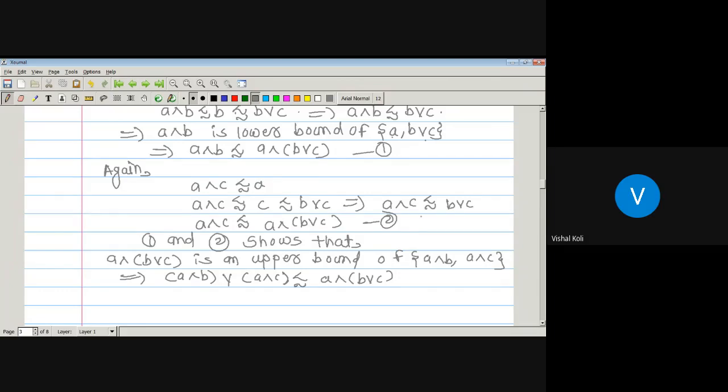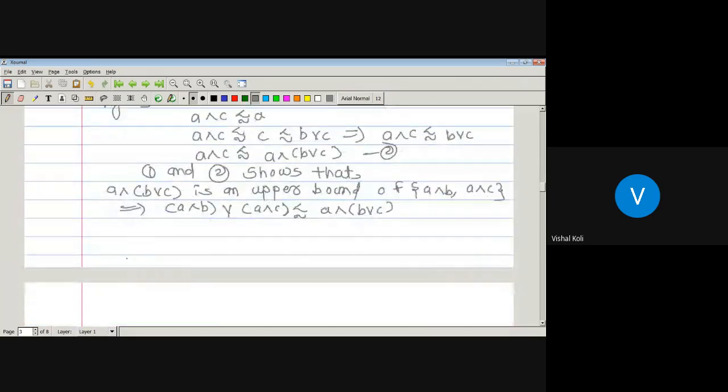So here, as A meet B and A meet C are both less than or equal to A meet (B join C), then if we take their join, it is also less than or equal to A meet (B join C), which is from the definition of upper bound. So the first property is true, hence the proof that we have to prove. Now, the proof of the second one is similar to this one. So both the properties will be true.